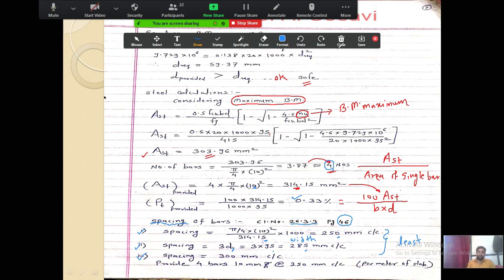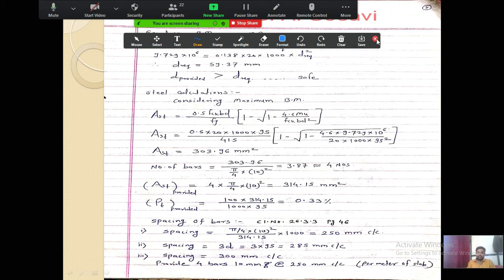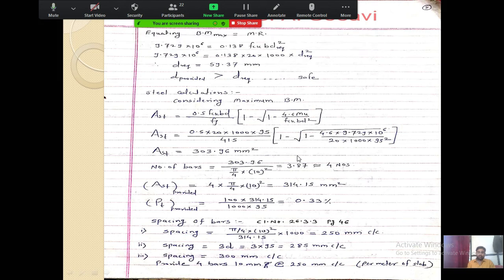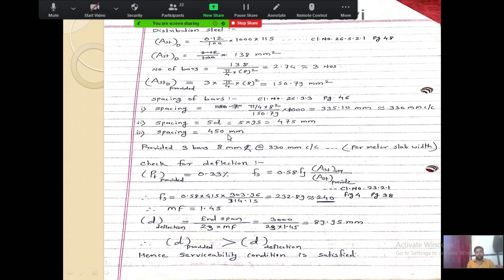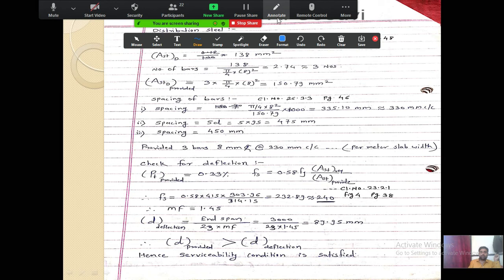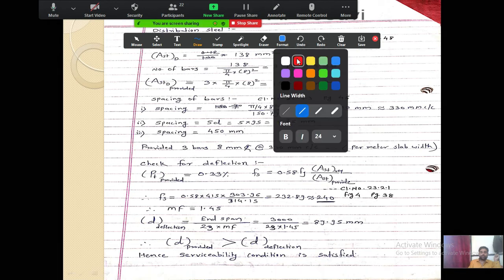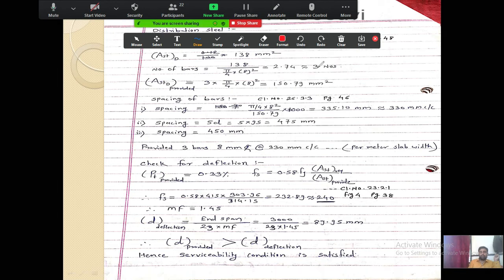Okay, so now the next slide. After the main steel, we are going to calculate the distribution steel. For the distribution steel, the IS code gives the clause number on page number 48. I have already written the clause number over here. So the distribution steel is 0.12% of gross area. Okay, 0.12% of gross area.